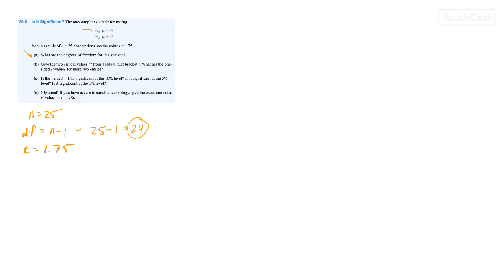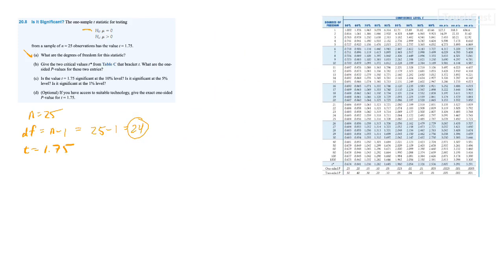So to do this, we need to look at a t-table, and here I've put a t-table up, and I am looking for 24 degrees of freedom. So that's my first piece of information. So I can go to this degrees of freedom column, and I can look for 24, which happens to be right there. Now I can go across that row and look at each value in that row for 24 and look for something that's close to 1.75.